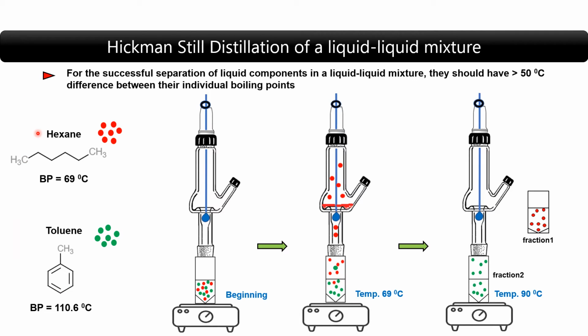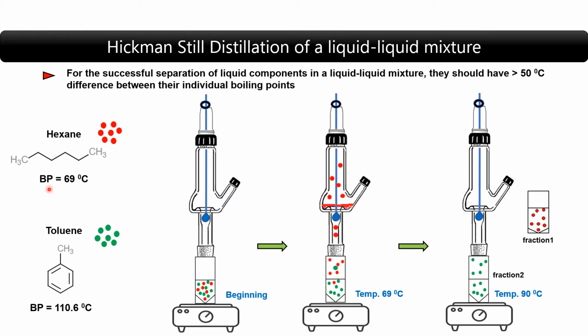For 100% successful separation of liquid components in a liquid-liquid mixture, they should have at least 100 degrees Celsius difference between their individual boiling points. But to obtain at least a partially successful separation of liquid components in a liquid-liquid mixture, we should have boiling points of those components at least 50 degrees apart.